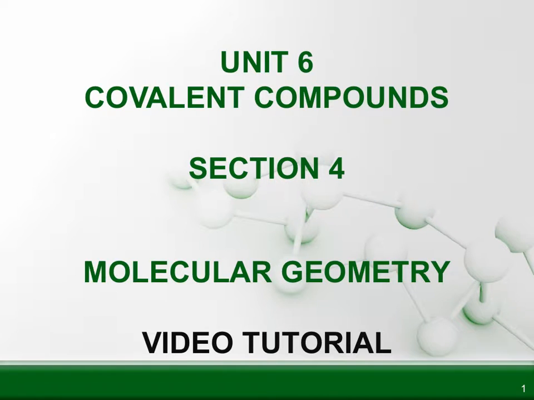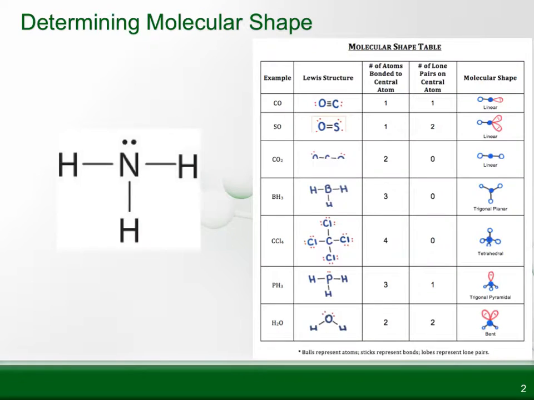I created this short video to show you how to use the shape table in determining molecular shape of your covalent compounds. So get out your shape table. When looking at your shape table, we really only care about the last three columns. You're going to have to do the Lewis structure of your compound. And then once you've completed the Lewis structure, our focus is on the central atom.